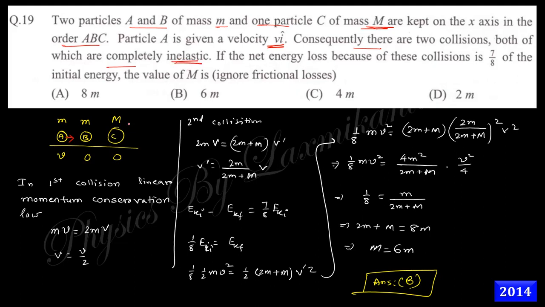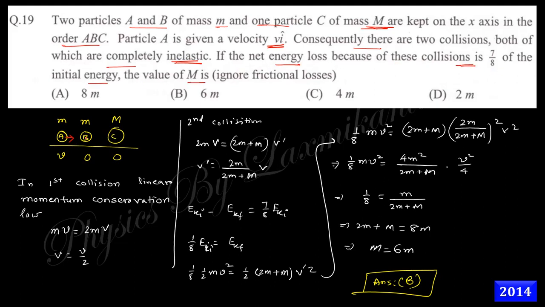They are inelastic. That means after collision, these two masses are combined, and there is no conservation of kinetic energy. But linear momentum conservation is valid in an inelastic collision. So there is no problem applying linear momentum conservation, but you cannot conserve the kinetic energy in an inelastic collision. After collision, the masses will be added, right?